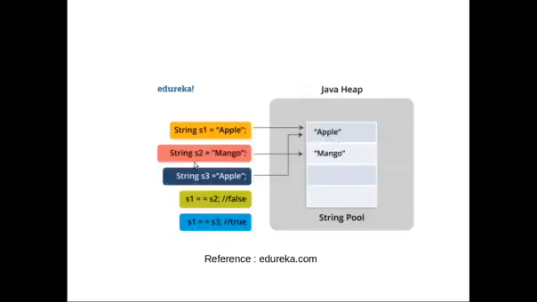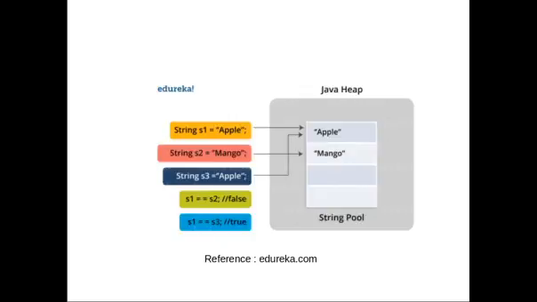Now I have declared another string, s2 is equal to mango. What will it do? It will check a special memory which is called the string pool. It will always check that pool to see whether the string is already there. If it is already there, then it will simply refer to that. Mango is not there, so it will put that string inside the string pool and give that address to the reference name s2.